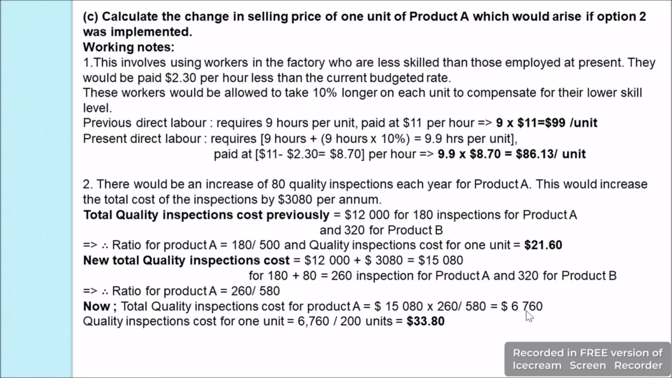$6,760. This is for 200 units. For 1 unit, how much? It will be 6,760 divided by 200, which will be $33.80.